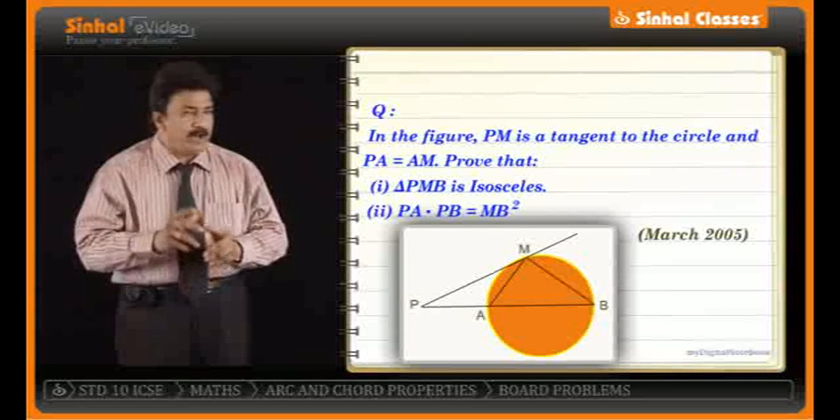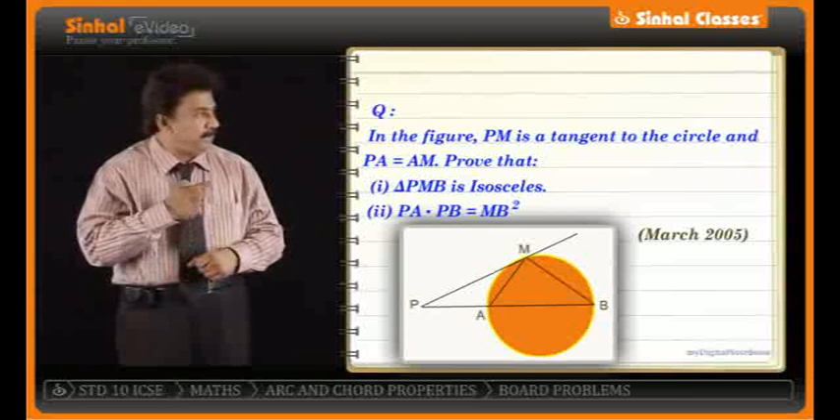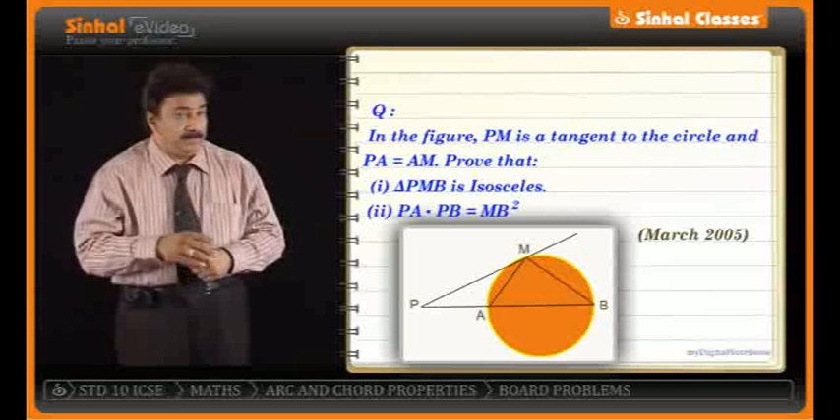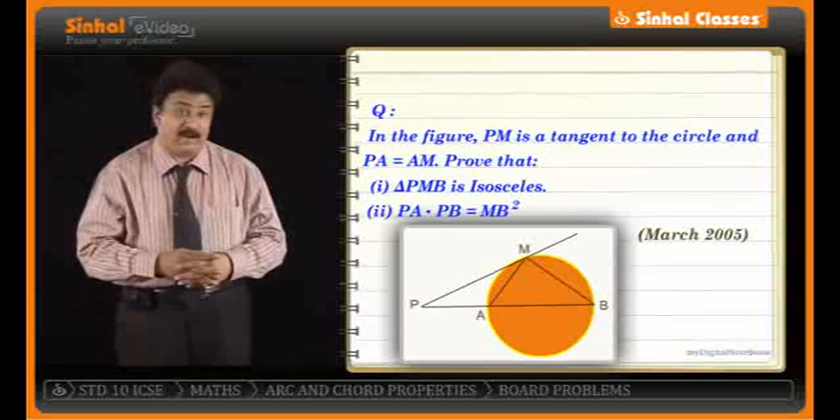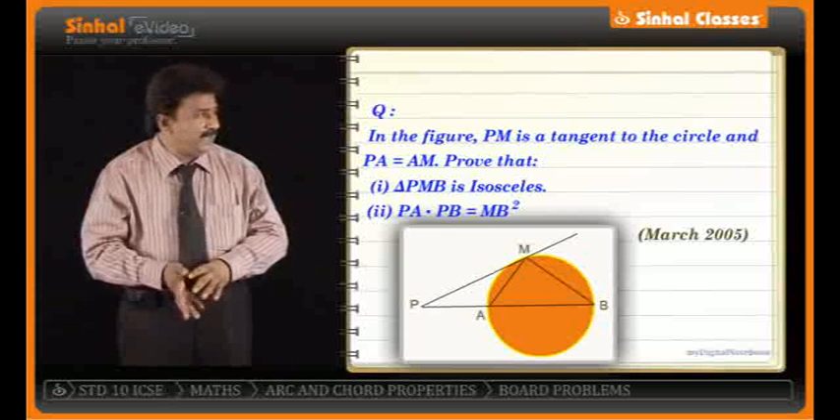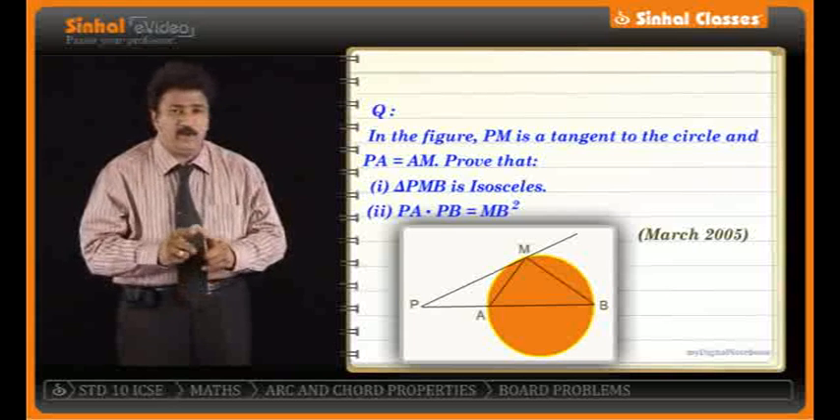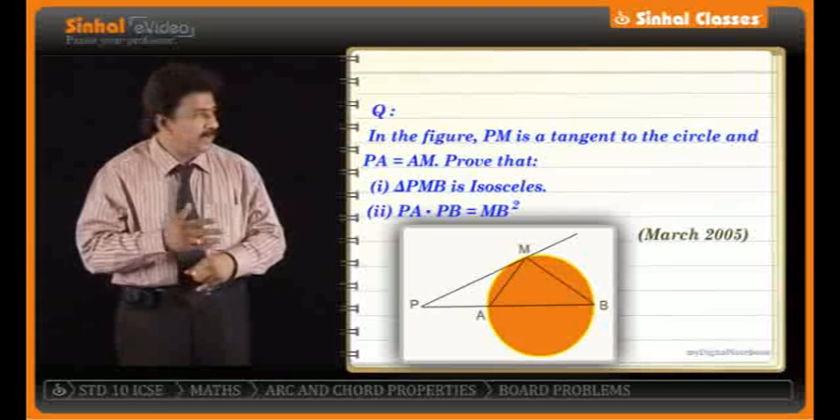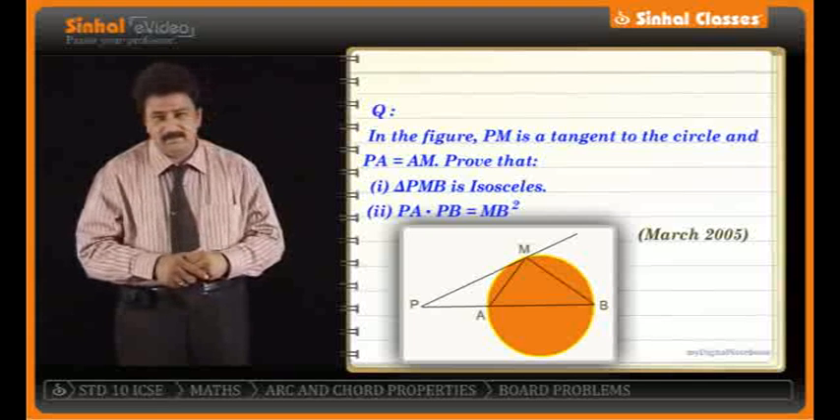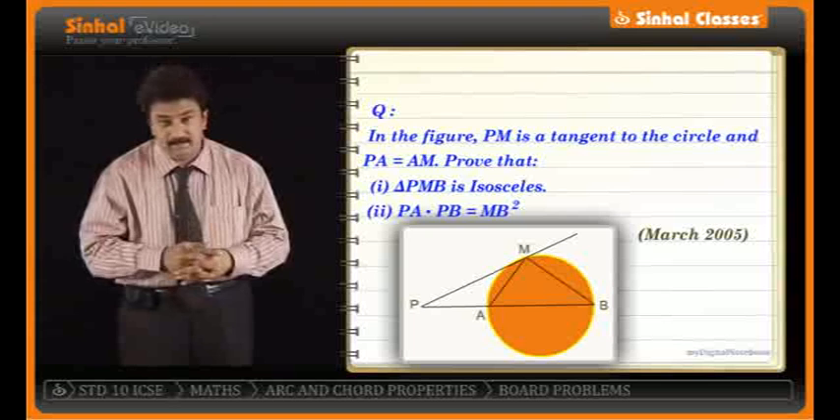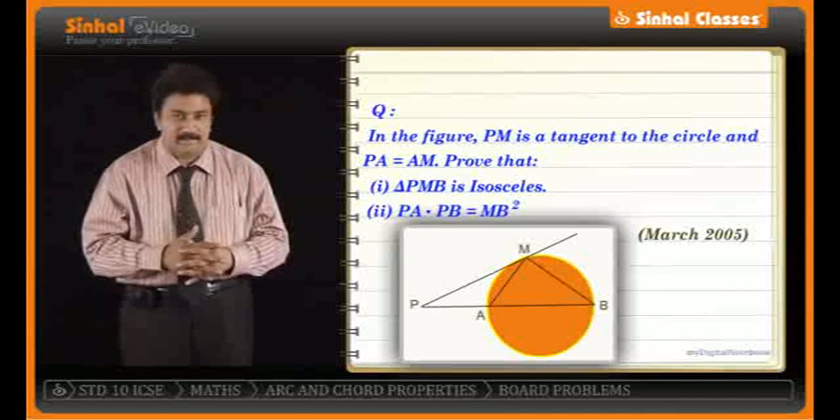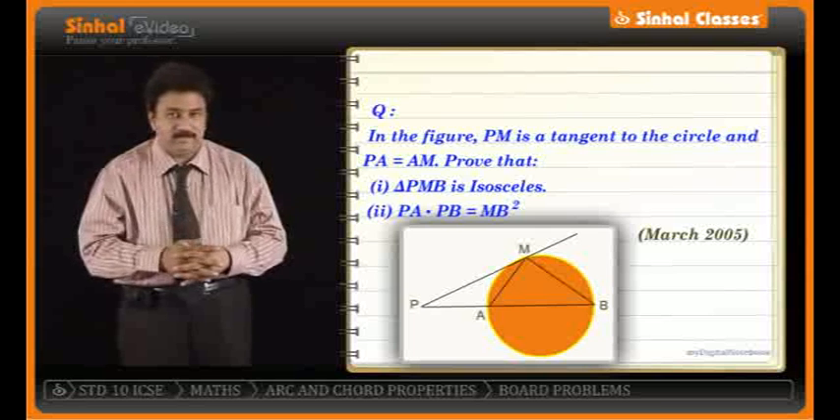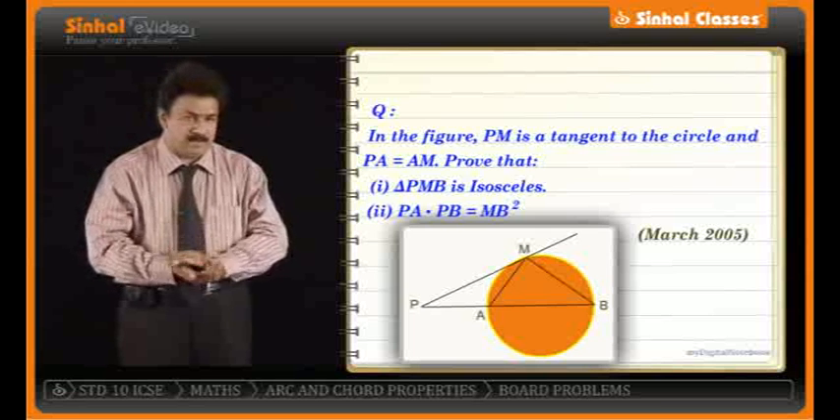Okay. What are you going to prove now? You are going to prove that triangle PMB, the bigger one, PMB is an isosceles triangle. Okay. What is the second thing? You are going to prove that PA into PB is equal to nothing but MB square. Very, very interesting sum. This year must definitely be a good year because such a question comes in a good year. Very important sum. Let's try to make it as simple as possible.